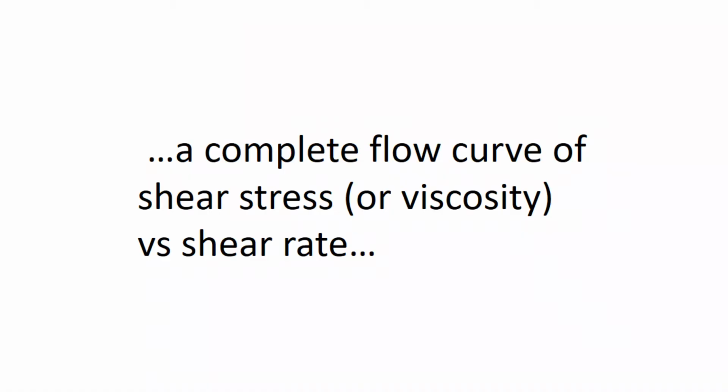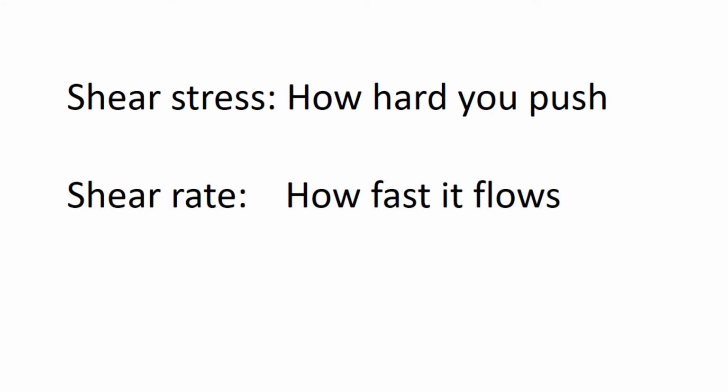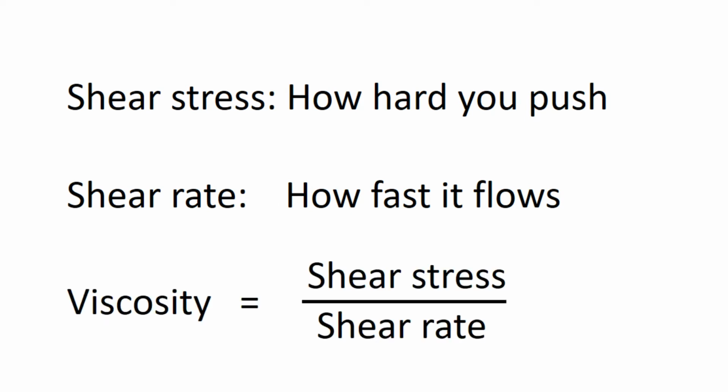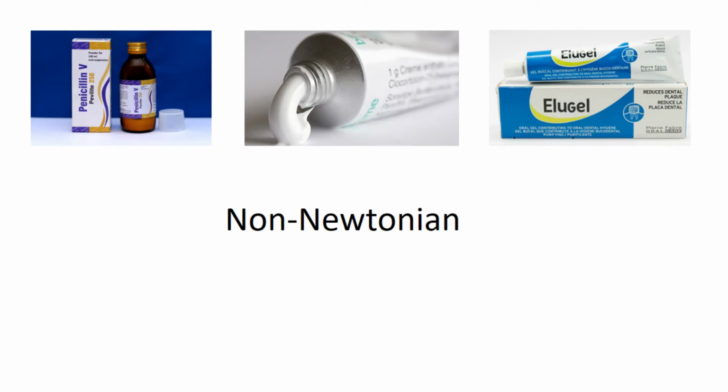A complete flow curve of shear stress or viscosity versus shear rate. Shear stress is a measure of how hard you push a material. Shear rate is a measure of how fast it flows. So viscosity, therefore, is just the ratio of how hard you push to how fast it flows, the ratio of stress to shear rate. So suspensions, emulsions and gels all exhibit non-Newtonian shear thinning behavior. That means their viscosity is dependent upon shear rate, and the viscosity decreases at higher shear rates.